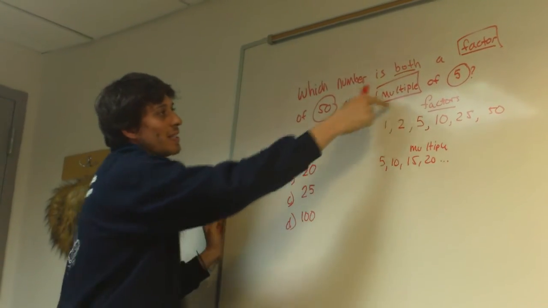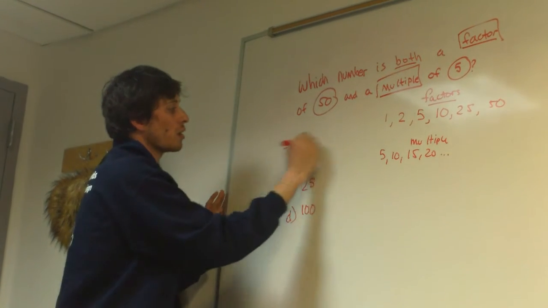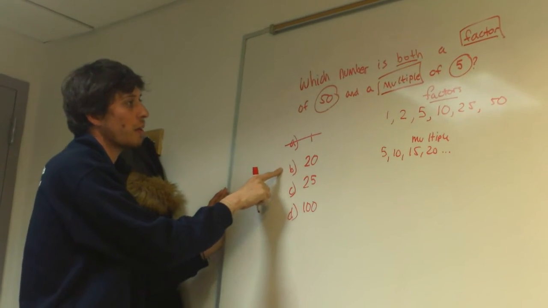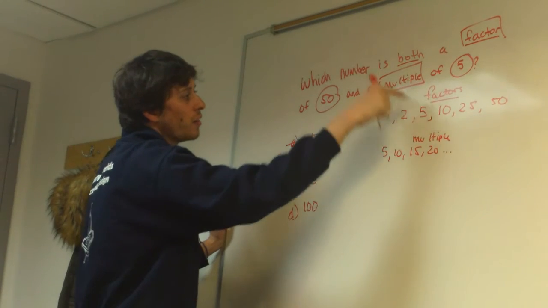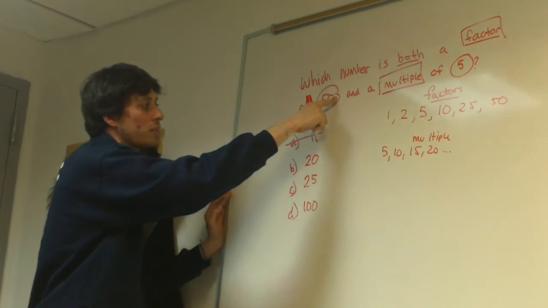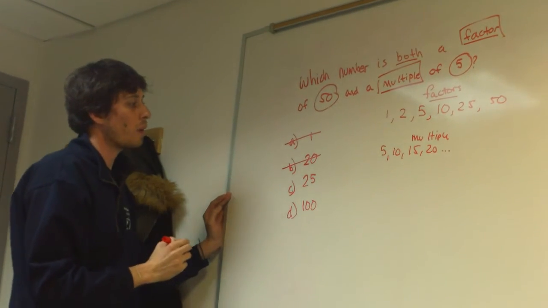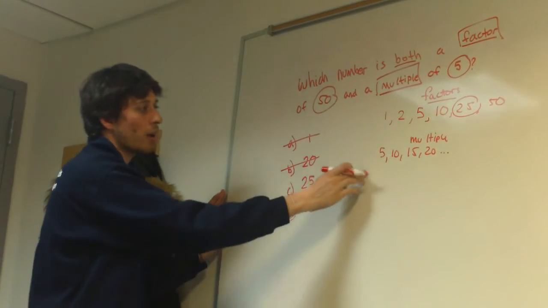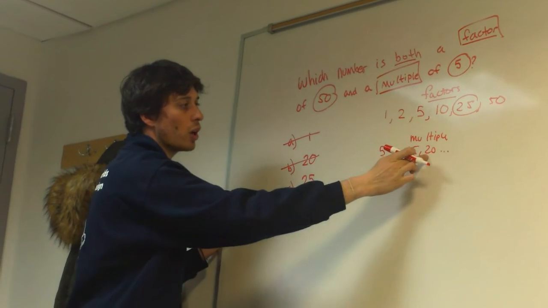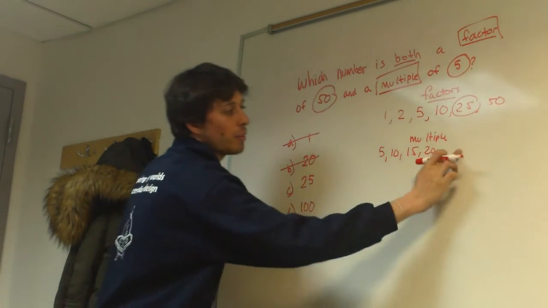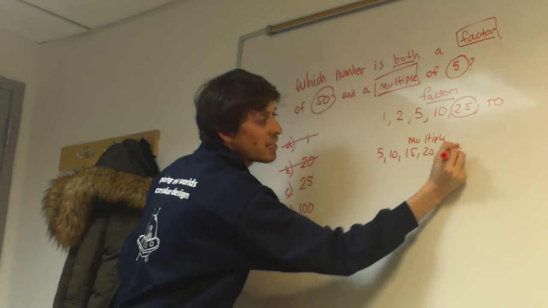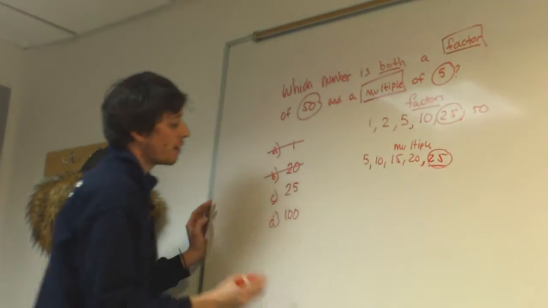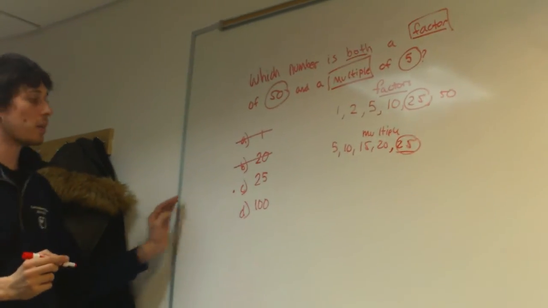Well, I know 1 is not a multiple of 5, so I can cross out 1. Let's see 20. A factor of 50 was not 20 because 20 does not go into 50, so I can cross it out. What about 25? 1, 2, oh, I see 25 is a factor. What about a multiple? 5, 10, 15, 20, oh, actually, I can keep going. 25 is a multiple of 5. I'm going to put a dot here because that one might be correct.